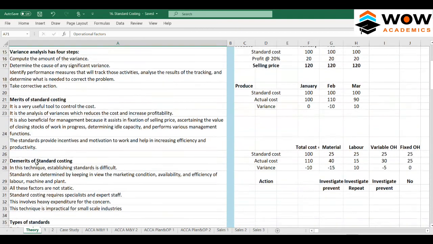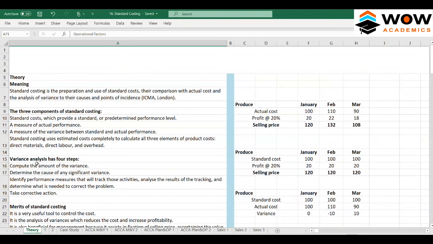Hope you have understood the theory of standard costing.